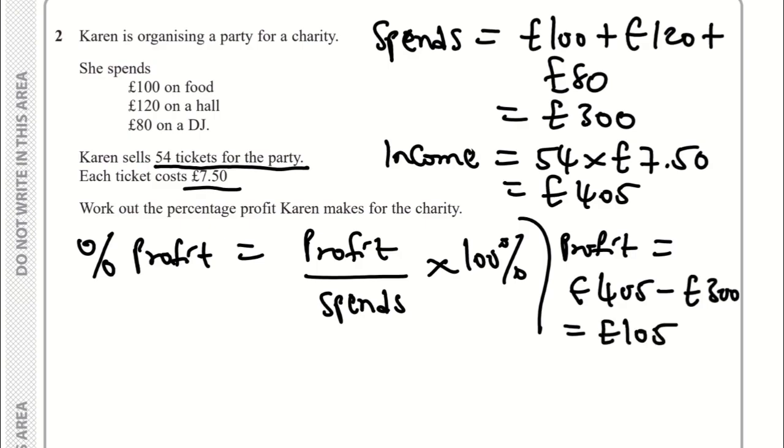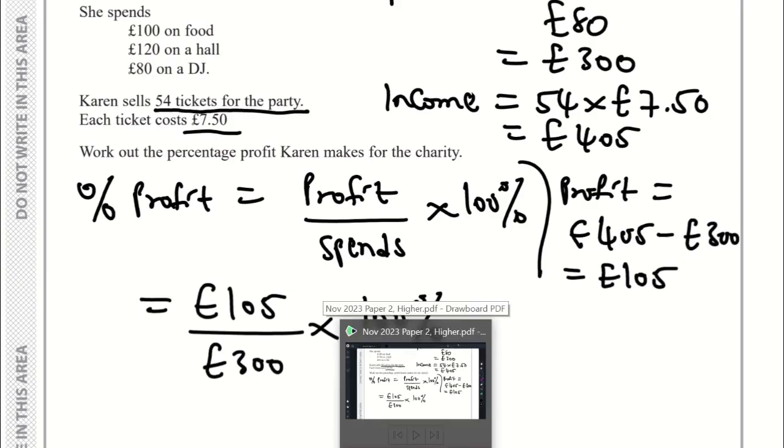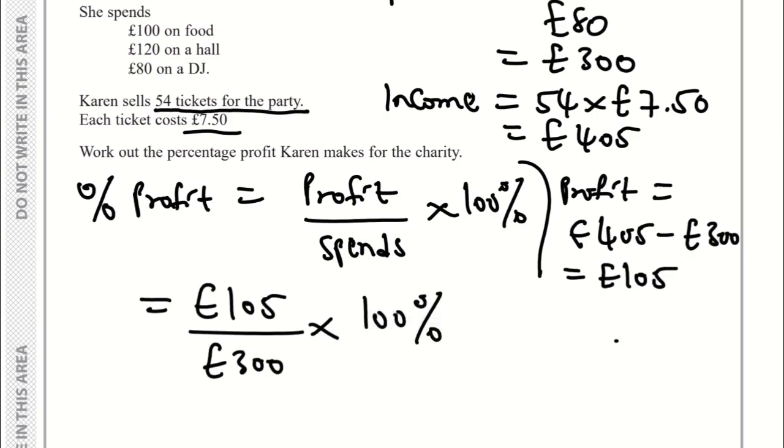So we come here now and then we plug it into this percentage profit formula. The profit is £105 divided by how much that she spent, which is £300. Okay, then times 100%. Okay, now let's get our calculator and just plug in everything. But before that, I think we can simplify a little bit. So I'm going to say 0 cancel 0, 0 cancel 0. So we have 105 divided by 3.